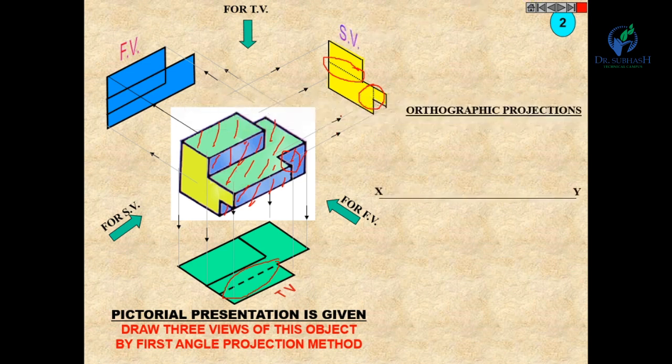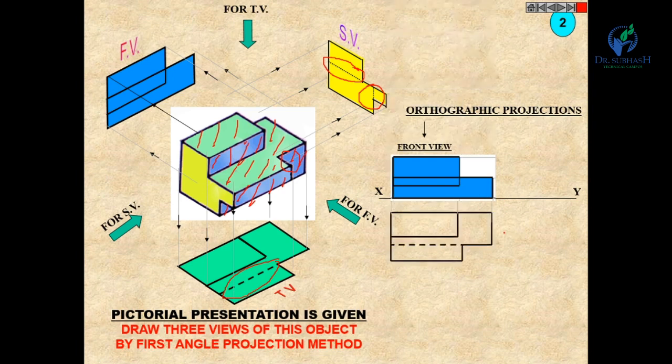Now in orthographic projections you can first of all draw the XY line. Okay, and above the XY line draw its front view. Now draw the projections from this front view and accordingly draw its top view. You can see this is the hidden line. Okay, so hidden parts should be represented by a dash line.